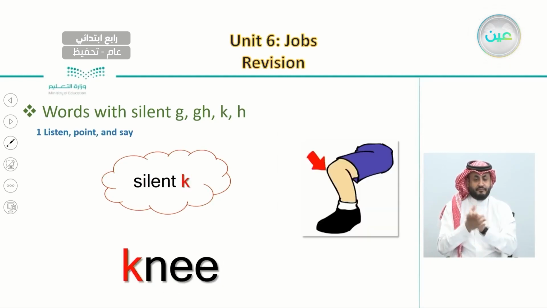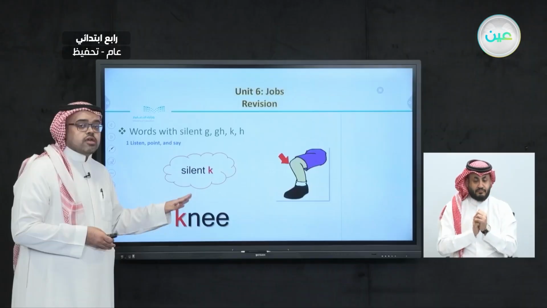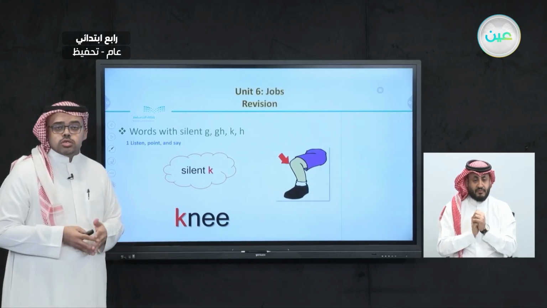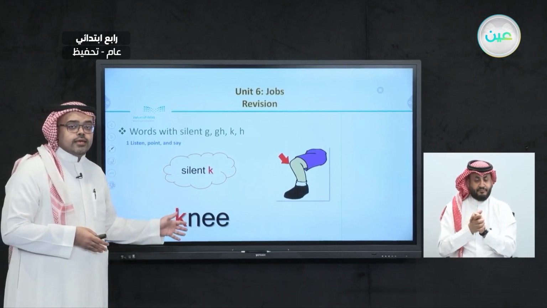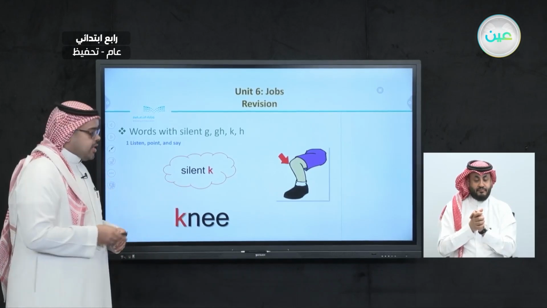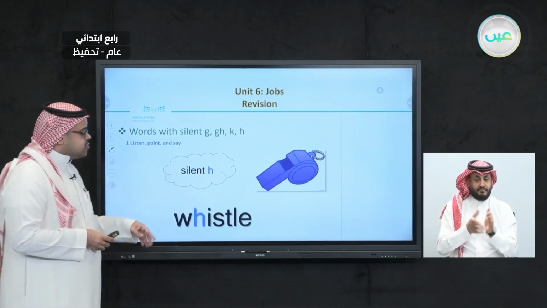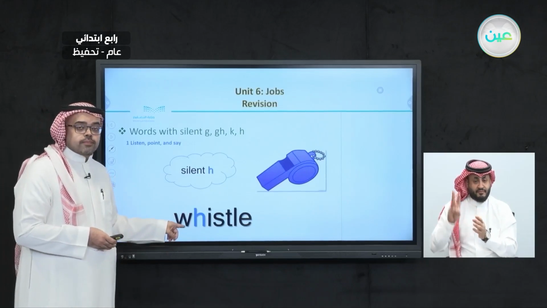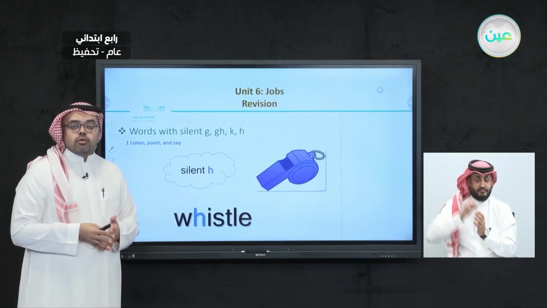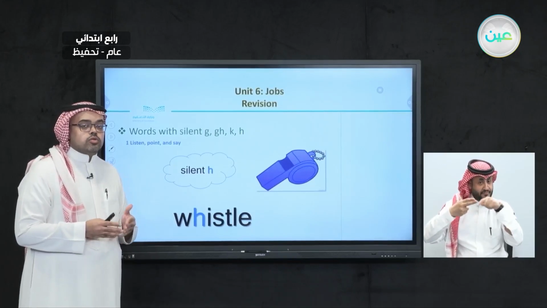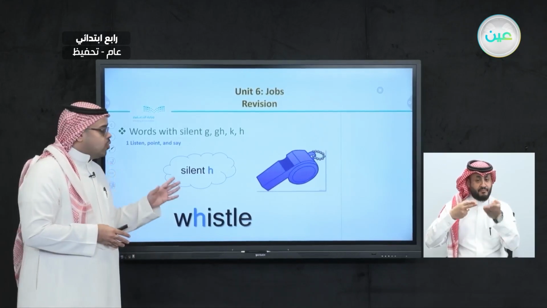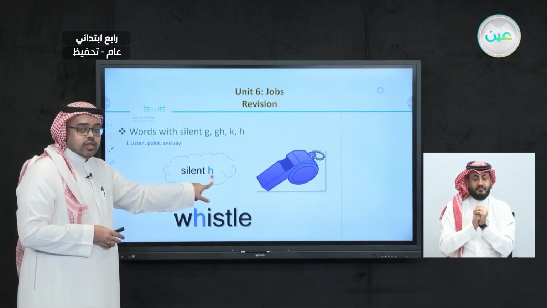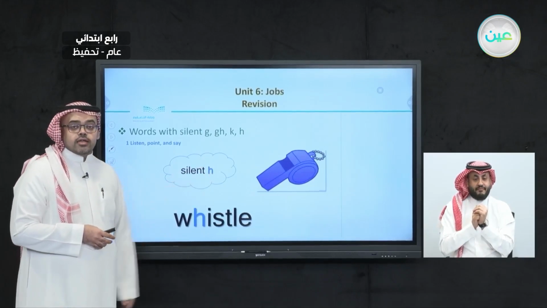And the third word that we have, which is knee. Knee. And in this word we have one silent letter, which is K. And in this case, we write K, but we don't pronounce it. We say knee. And next we have the word whistle, where we pronounce the word whistle without saying the letter H. We keep it silent.